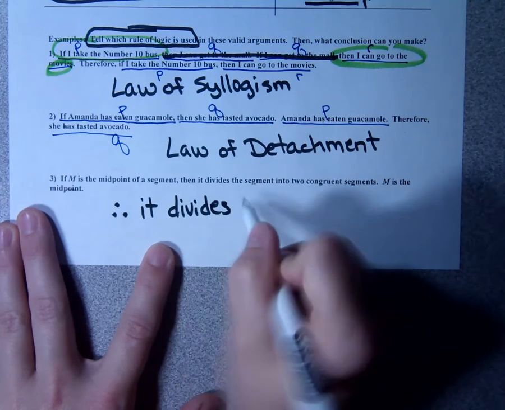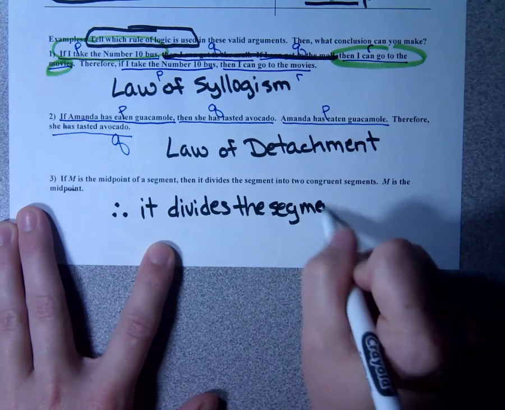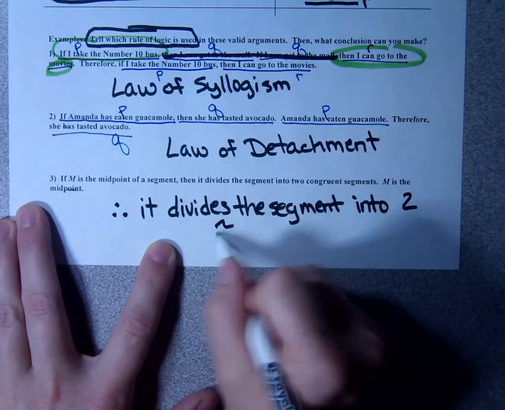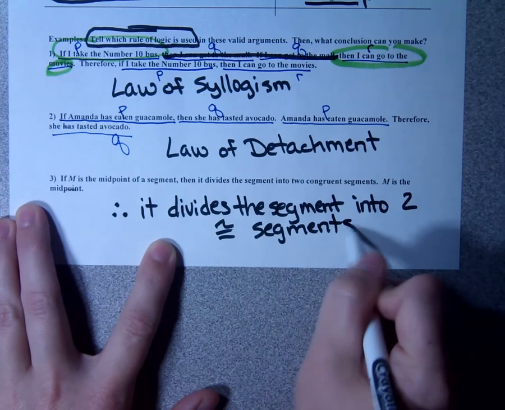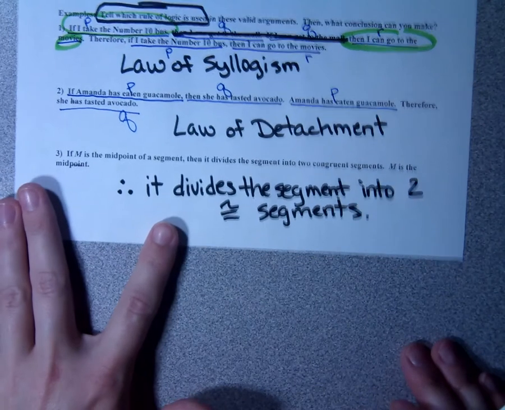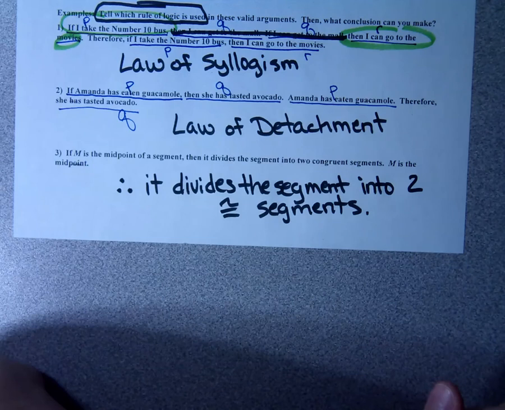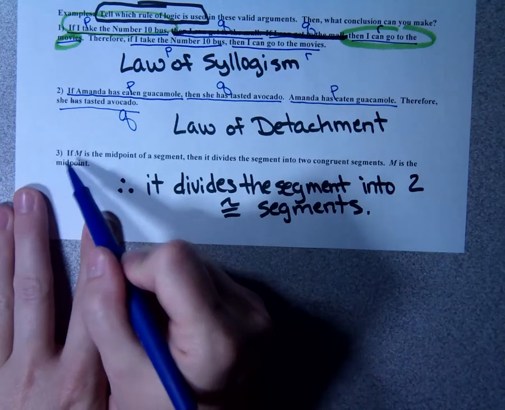So it divides the segment into two congruent segments. And those three little dots mean therefore. Have you ever seen those before? What law did you think this was? It is detachment.